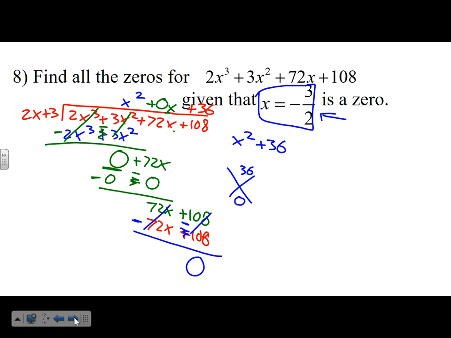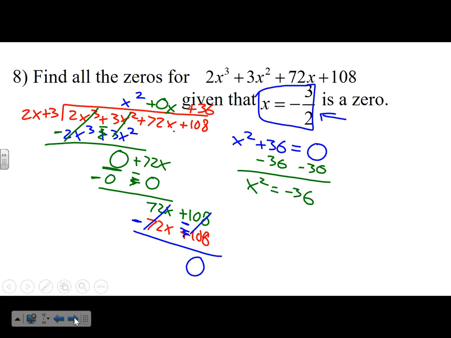6 and 6 would work, but 6 plus 6 adds up to 12. Negative 6 times negative 6 adds up to negative 12. And otherwise, negative 6 and positive 6 isn't positive 36. So the way you're going to solve this one is either using the quadratic formula, or it's actually pretty easy to solve this way. Subtract 36 from both sides. We get x squared is equal to negative 36. Take the square root of both of these.